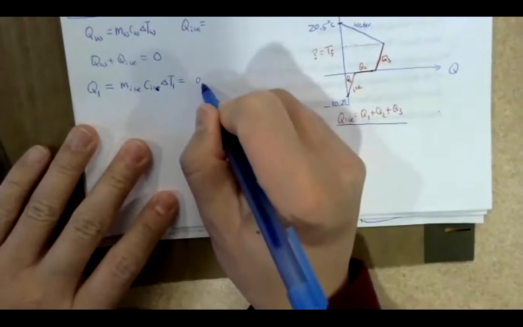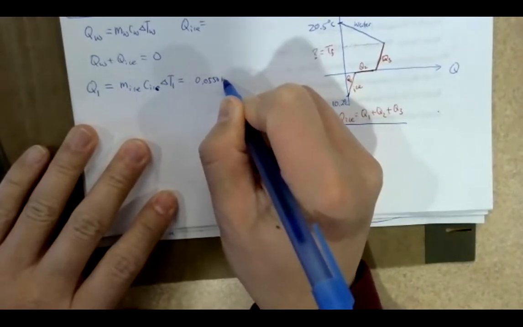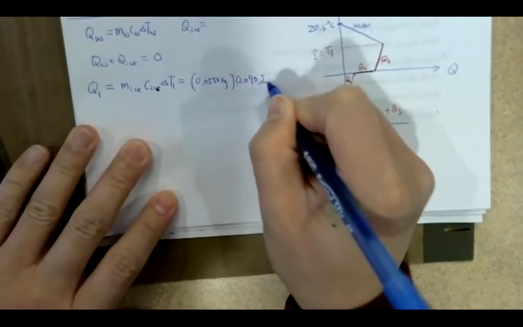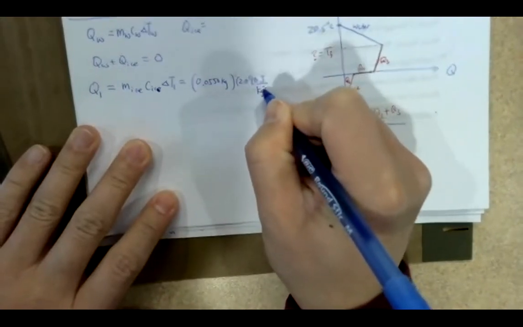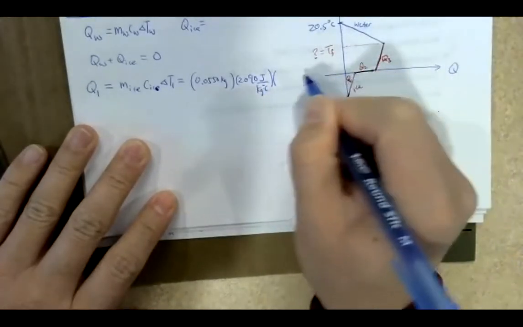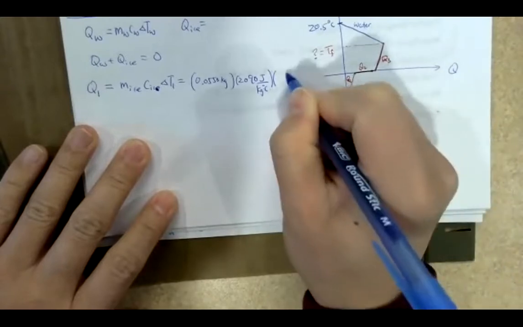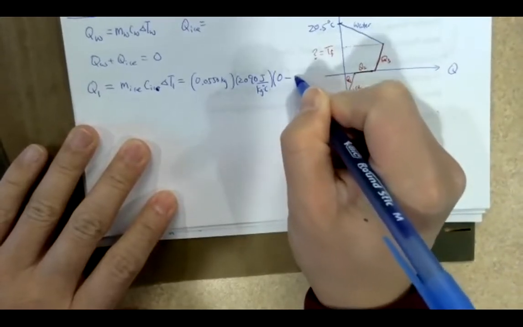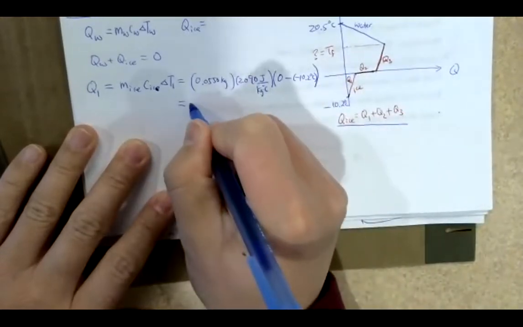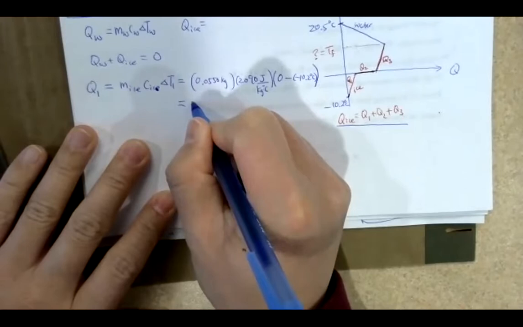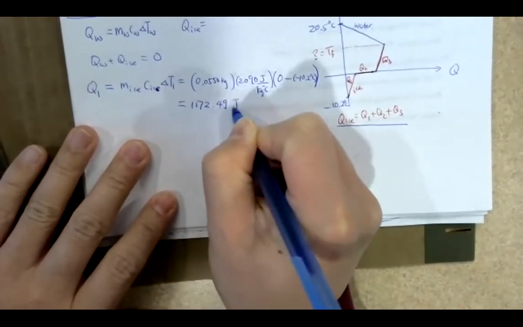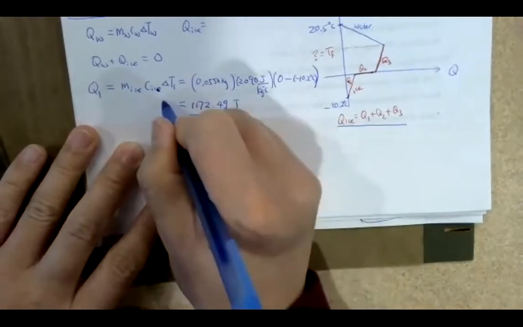that would be 0.0550 kilograms times 2090 joules per kilogram degrees Celsius. Delta T1 will be T1 final minus T1 initial, right? So T1 final is 0 degrees minus minus 10.2 degrees, okay? So I calculate this to be 1172.49 joules for Q1.